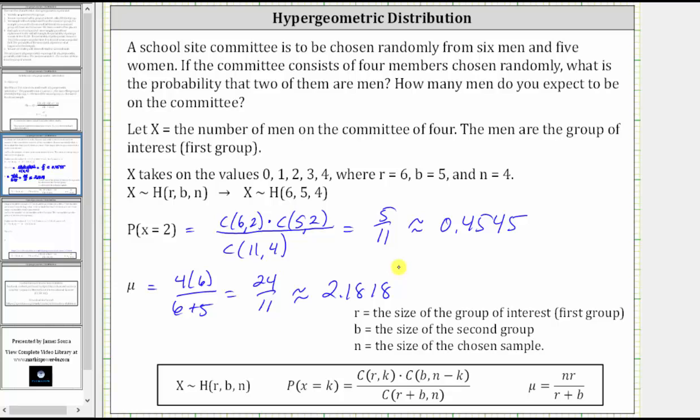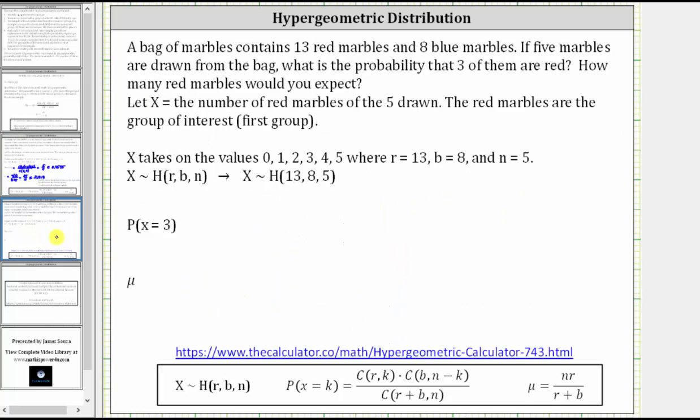Let's take a look at a second example. A bag of marbles contains 13 red marbles and 8 blue marbles. Notice how there are a total of 21 marbles. If 5 marbles are drawn from the bag, what is the probability that 3 of them are red? How many red marbles would you expect in general when drawing 5 marbles?